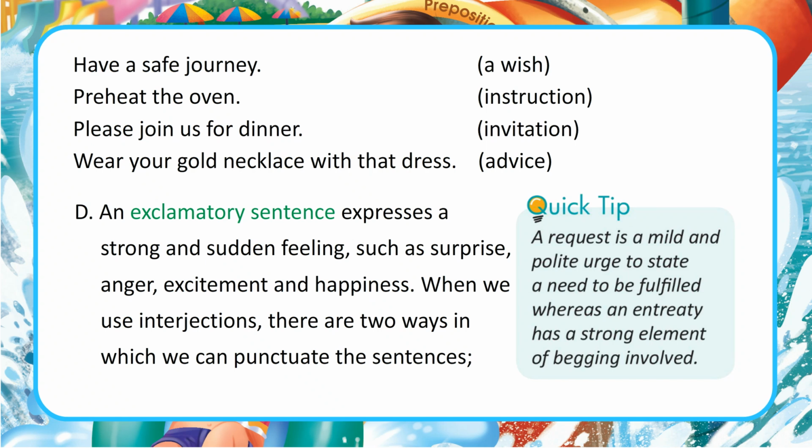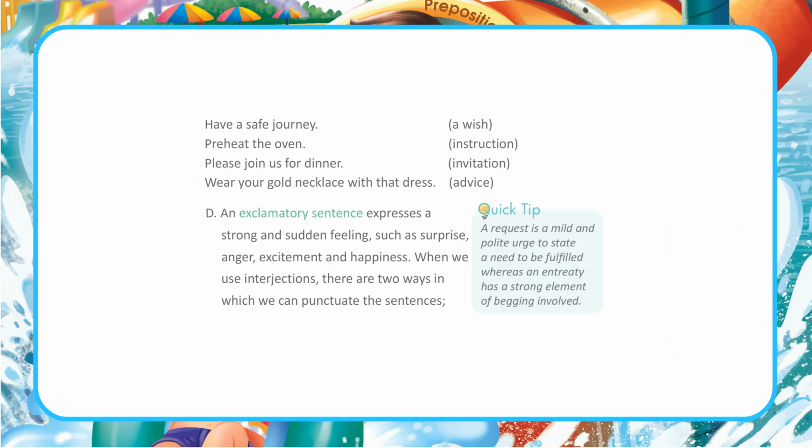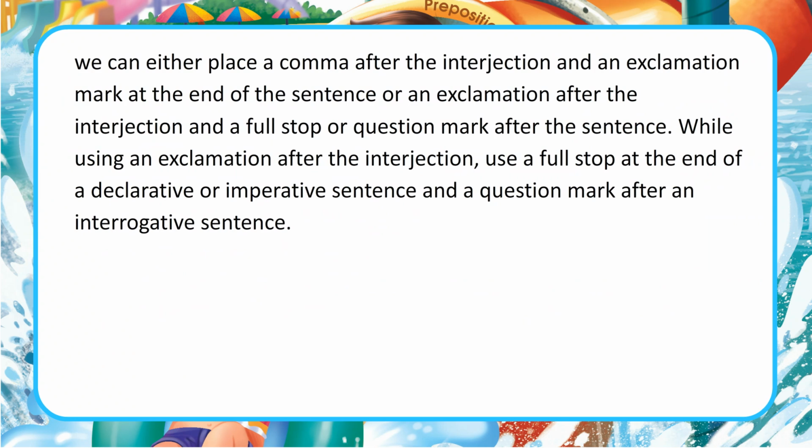D. An exclamatory sentence expresses a strong and sudden feeling, such as surprise, anger, excitement, and happiness. When we use interjections, there are two ways in which we can punctuate the sentences. We can either place a comma after the interjection and an exclamation mark at the end of the sentence, or an exclamation after the interjection and a full stop or question mark after the sentence. While using an exclamation after the interjection, use a full stop at the end of a declarative or imperative sentence and a question mark after an interrogative sentence.